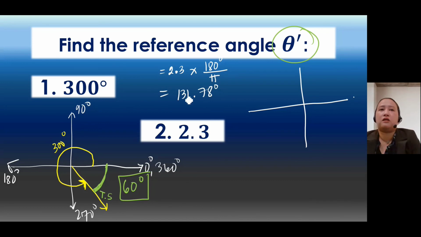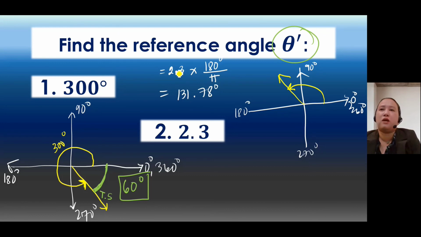If we are going to graph this, this is 0, this is 90, 180, 270, 360. And what we need is 131 only. So 131 is in quadrant 2. So it is here. That is the 131.